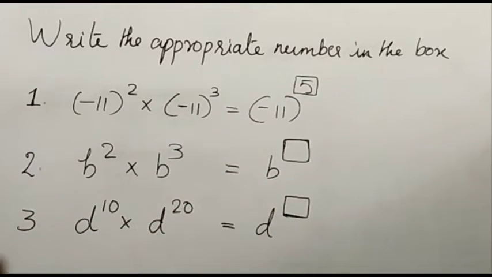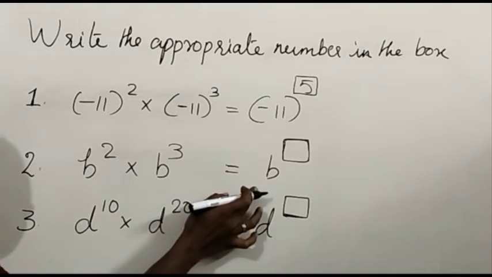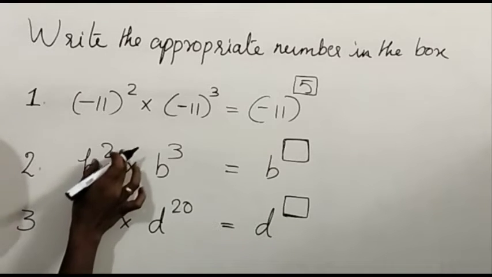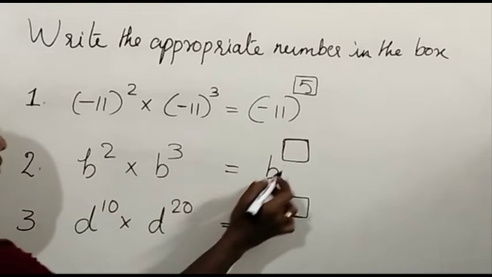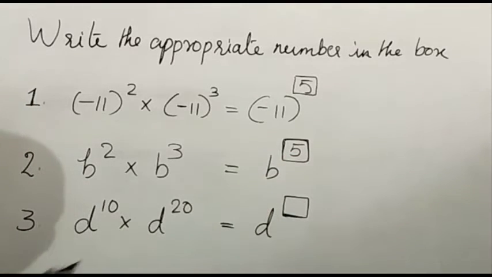Next, second one, b raised to 2 into b raised to 3 is equal to b raised to the blank. Here also take the sum, that is 2 plus 3 is equal to 5. So here also we get b raised to 5.